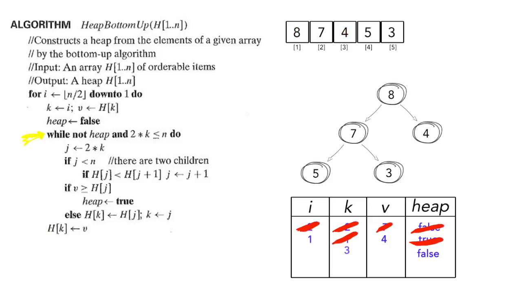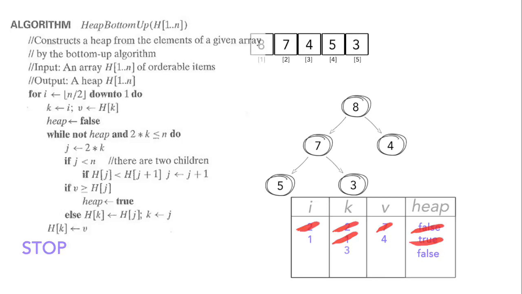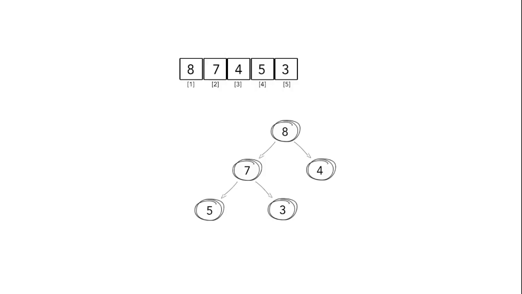We go back to the while statement and check again if the statement could be satisfied. While not heap, true, and 2 times 3 is less than or equal to 5, which is false. We terminate the while loop and terminate the for loop, therefore stopping the whole simulation. Here, we see the same answer as the one we did using the binary tree. But as you may have noticed, the array is still not in ascending order. That is because this is just the first part of the HeapSort algorithm. Next, we will go on to part 2, where we will learn how to sort a heap.